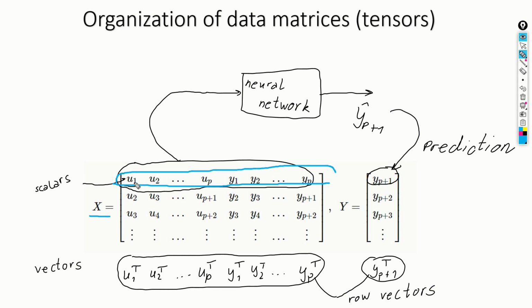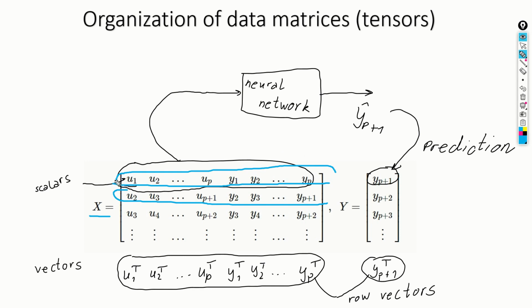It consists of the inputs from time instant 1 until time instant p, and the outputs from time instant 1 until the output at the time instant p. Now, if we feed this row into a neural network, the neural network should give us as an output the output at the time instant p plus 1. We can do this for the time instant 1, we obtain the first row, for the time instant 2, we obtain the second row, and so on. And this is how our training data should be organized.